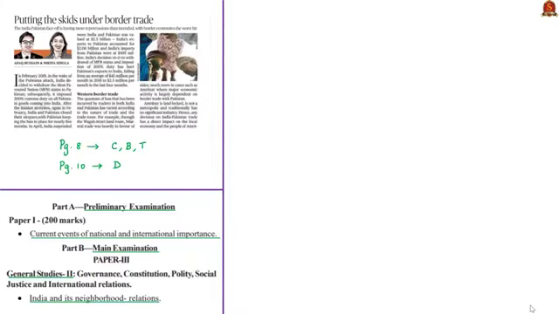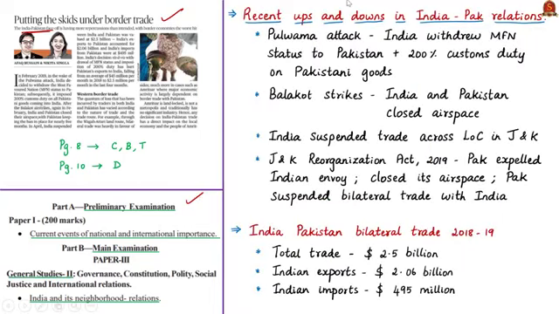This discussion is based on an editorial which is about India-Pakistan trade relations. The syllabus relevant for the analysis of this news article has been given here for your reference. In this editorial, the author discusses the recent ups and downs in the bilateral relation of India and Pakistan. For example, like the Pulwama terrorist attack that happened in February 2019. After this attack, India decided to withdraw the most favored nation status to Pakistan.